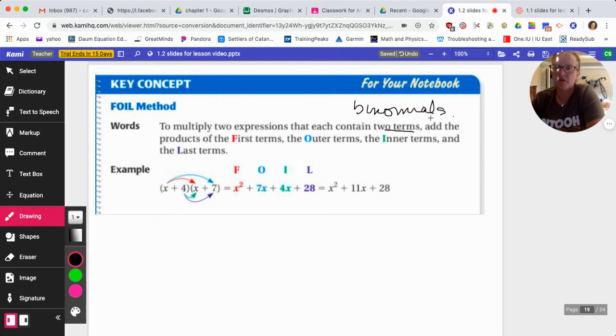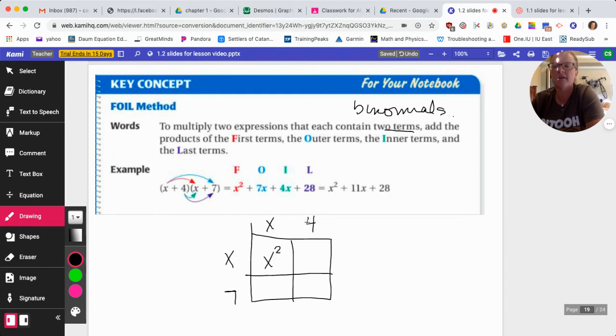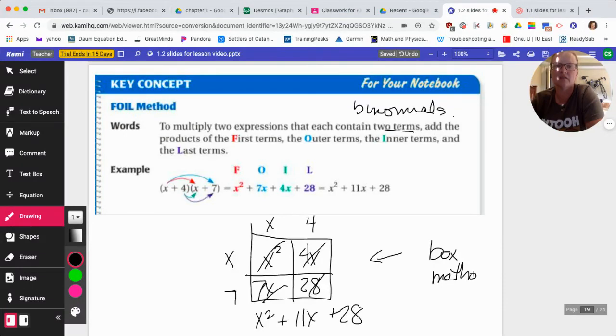Add the products of the first, the outer, the inner, and the last. We also learned it like this. That should be a square. We learned it sort of by calculating area of things. X plus 4, x plus 7, where we multiply x times x and get x squared, x times 4, x times 7, and then 4 times 7. And then we add up everything in here. X squared, 4 plus 7, and then 28. Okay, so here I call this the box method, very technical term.